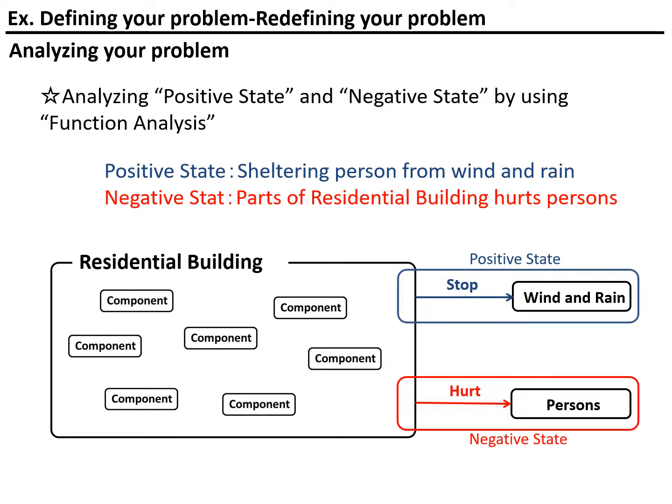The next step is analyzing the problem. What we need to do is analyze the description of the positive state and the negative state by using function analysis. How could we describe these states in the format of subject, verb, and object? The positive state could be recognized as residential building stops wind and rain. On the other hand, the negative state could be described as residential building hurts persons. So you should recognize these are described by using subject, verb, and object.